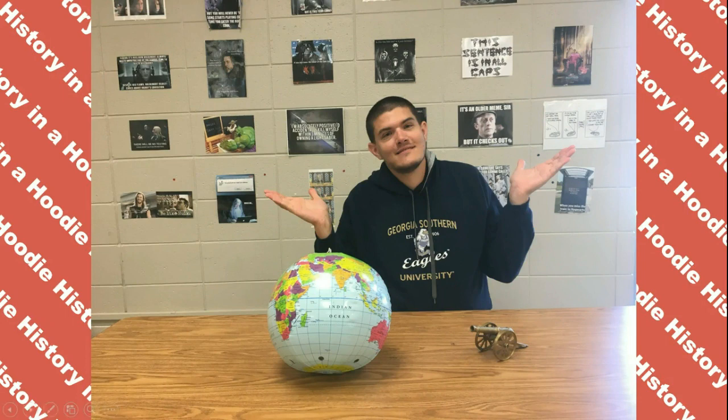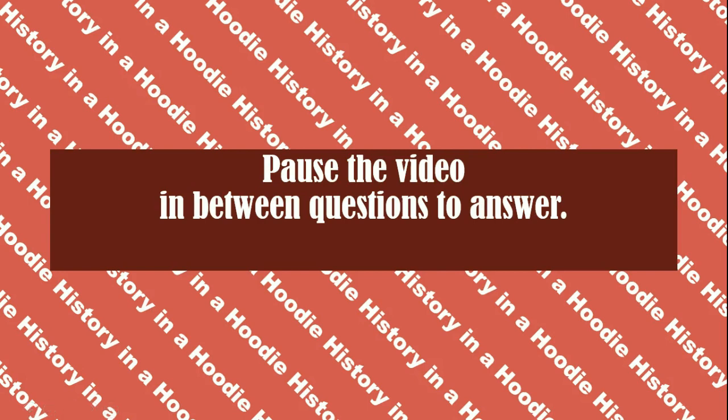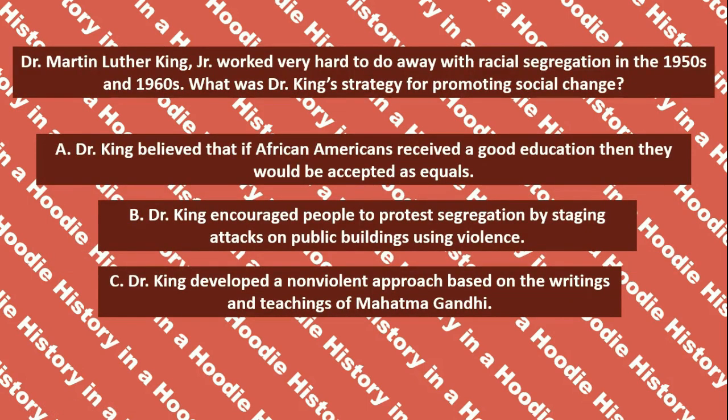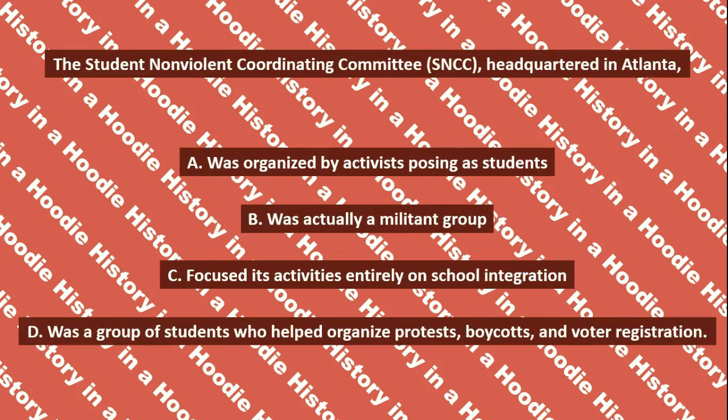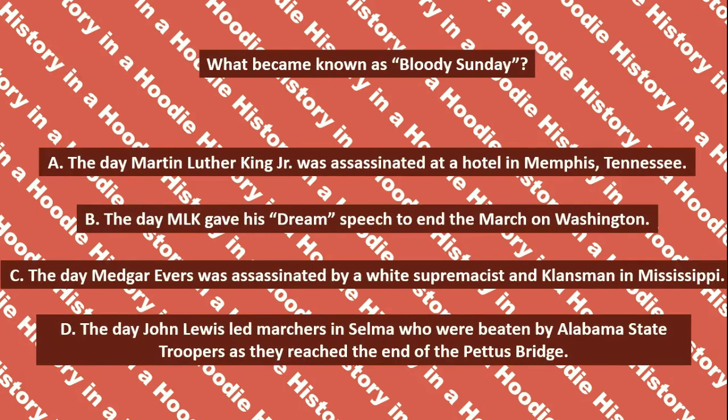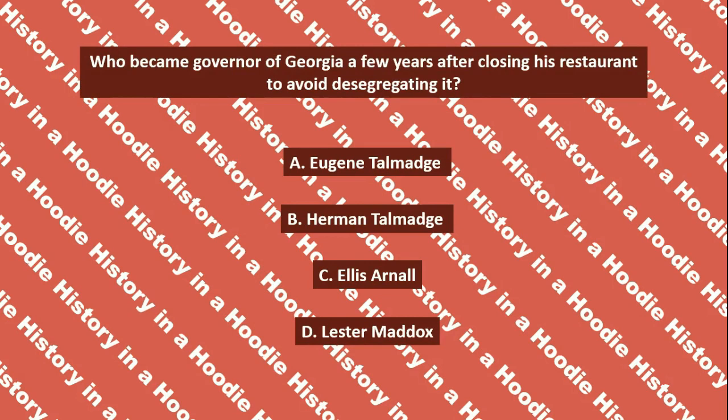Are you ready for some review questions? Dr. Martin Luther King Jr. worked very hard to do away with racial segregation in the 1950s and 1960s. What was Dr. King's strategy for promoting social change? The March on Washington was intended to... The Student Nonviolent Coordinating Committee, SNCC, headquartered in Atlanta, was... What became known as Bloody Sunday? Who became governor of Georgia a few years after closing his restaurant to avoid desegregating it?